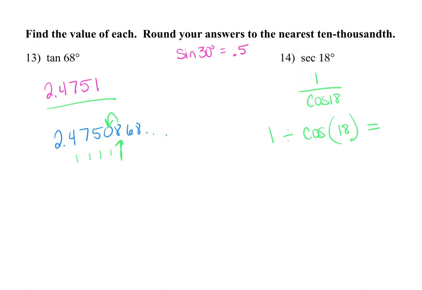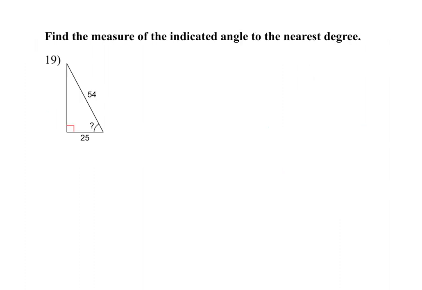All right, you do sometimes have a reciprocal button, which looks like this, x to the negative 1. So your other option is to do the cosine of 18 and then do x to the negative 1. Those should give you the same answers, all right? Again, you're rounding to 4 decimal places. So when you do this one, you should get 1.0515 if you round it correctly.